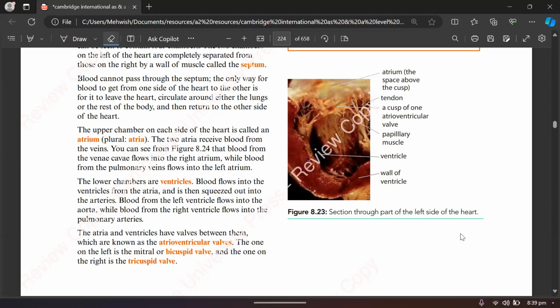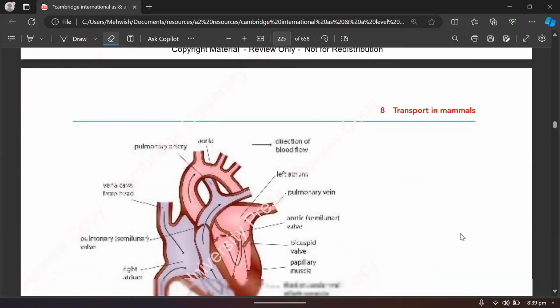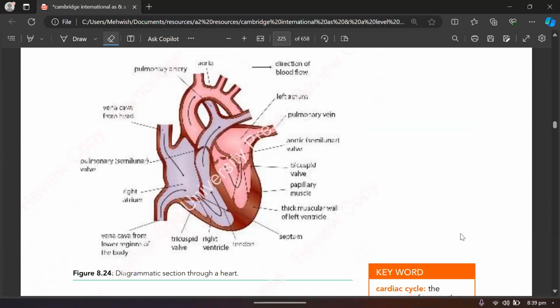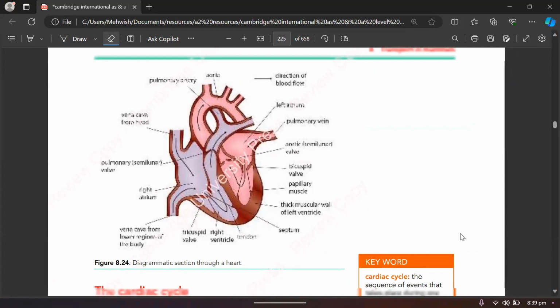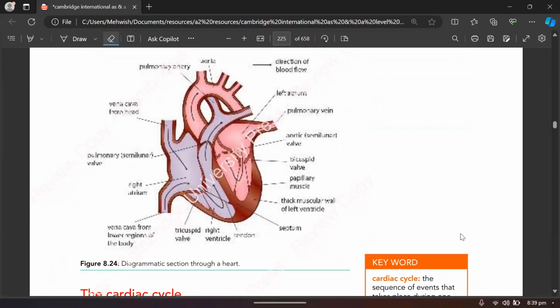And in the center of the heart chambers, you can see that there is a septum present, and that septum is called the median septum. So this is basically the transverse section of the heart. And here you see the pulmonary artery, and the vena cavas bringing deoxygenated blood back into the right atrium. This is the right atrium.